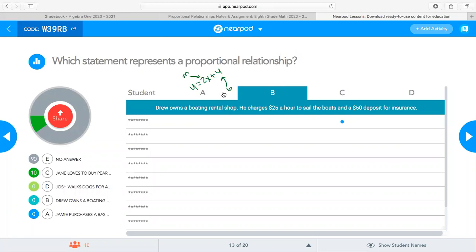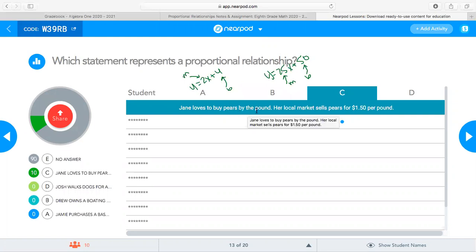Awesome job, guys. All right, so y equals 25x plus 50. Awesome. $25 per hour, that's my slope. $50 deposit, that's my y-intercept. All right, C. Let's look at C.